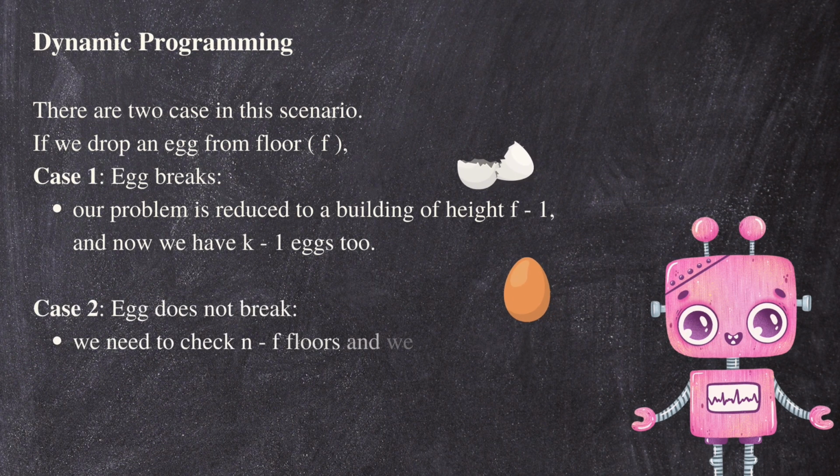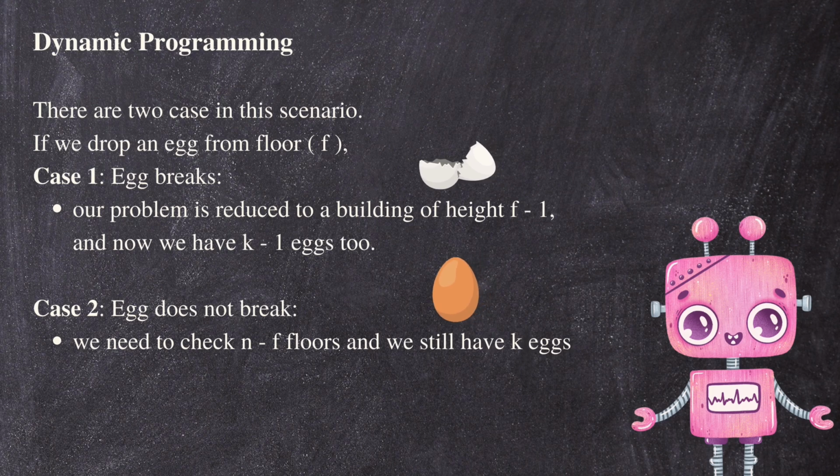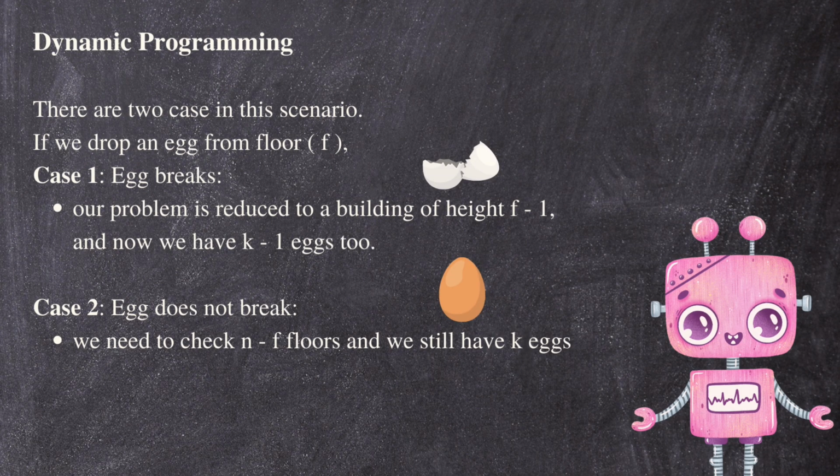In the problem of determining the highest floor from which an egg can be dropped without breaking, we face two possible scenarios. Let's explore both. Case 1. The egg breaks when dropped from floor F. When this happens, our problem is reduced to determining the highest safe floor in a building of height F-1. Additionally, we now have one less egg to work with, meaning we have K-1 eggs remaining.